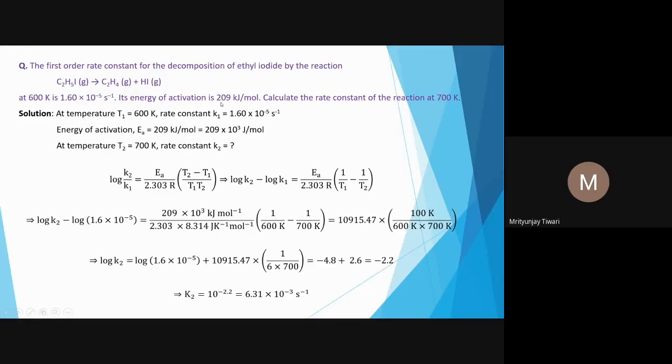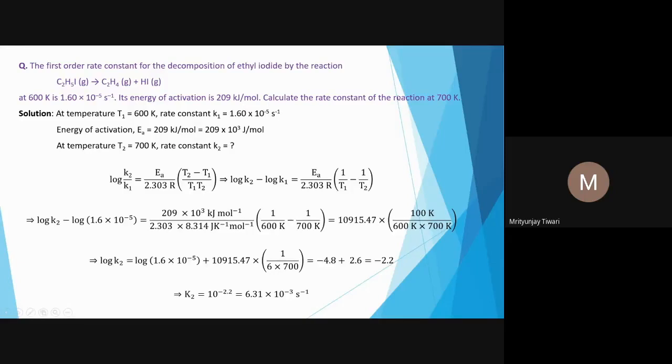So its energy of activation is 209 kilojoules per mole. Although one can see this is a very high value of the activation energy, so this reaction will usually not happen at room temperature. One needs to heat this for this elimination reaction to happen. So anyway, this is a very high activation energy value.